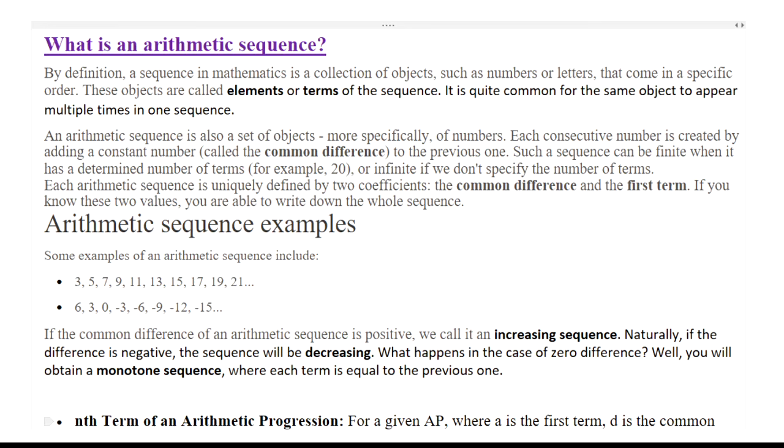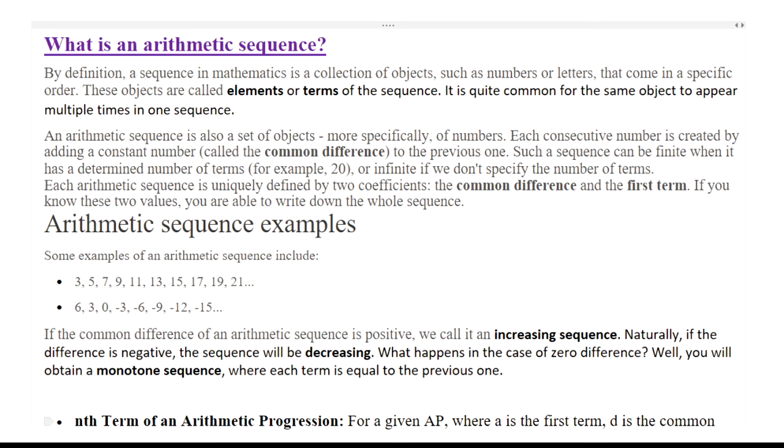Whereas in the second example, the difference is calculated as 3 minus 6, which is equal to minus 3. 0 minus 3, which is minus 3 again. Minus 3 minus 0, that is again minus 3 and so on. So if the common difference is positive, then we call it an increasing sequence. If the difference is negative, we call it a decreasing sequence.